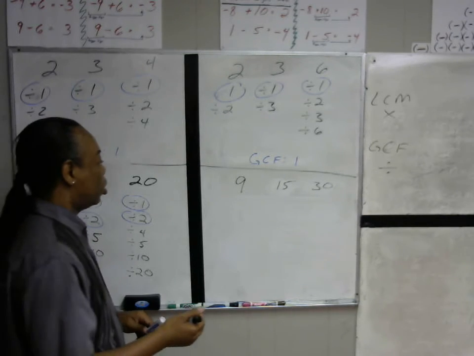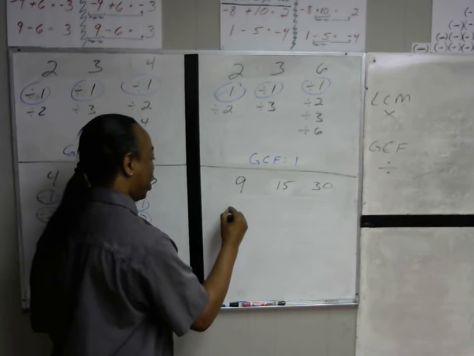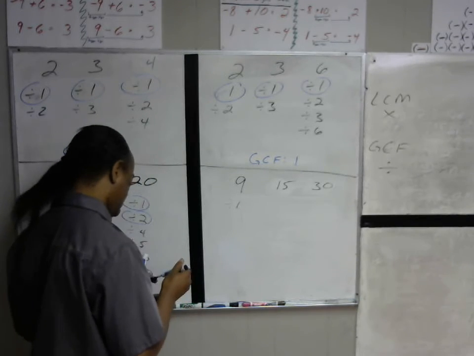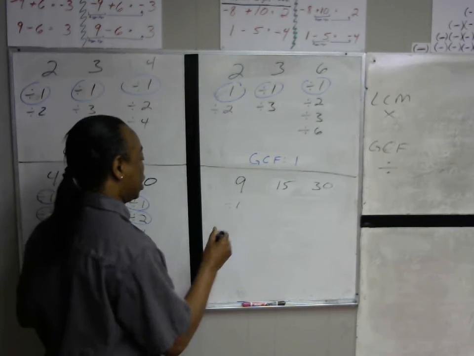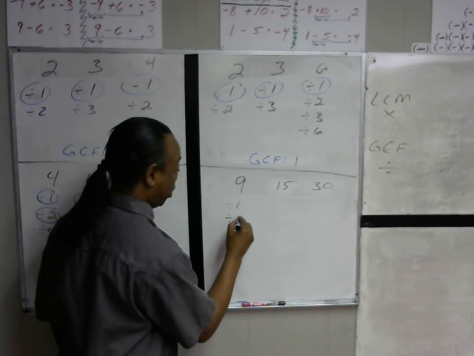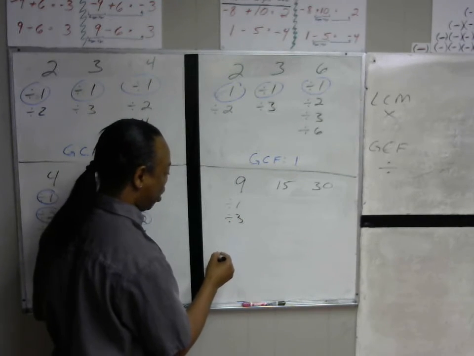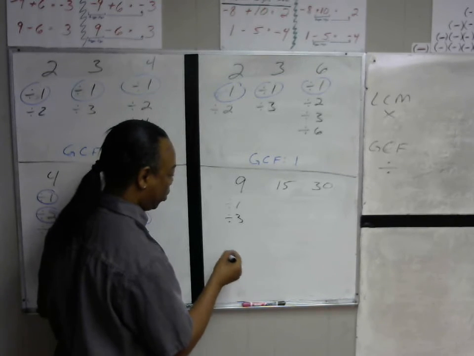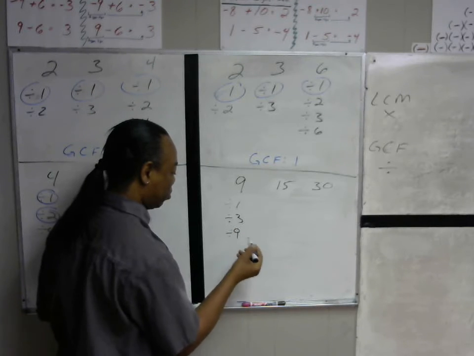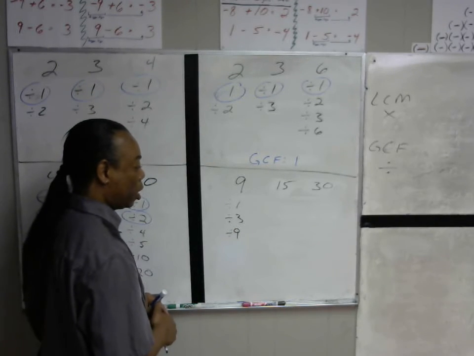Okay. With 9. 9 can be divided by 1. 9 can also be divided by 3. Can't be divided by 2. Not by 4, not by 5. And we're halfway there, so we'll go over to 9. So it can be divided by 1, 3, and 9.